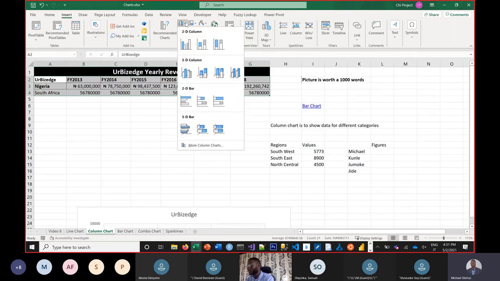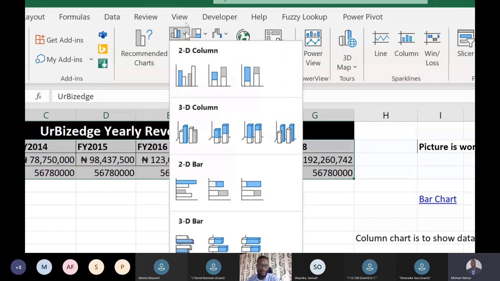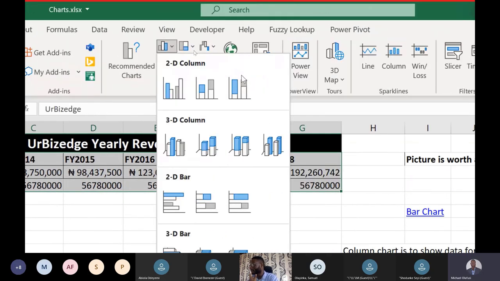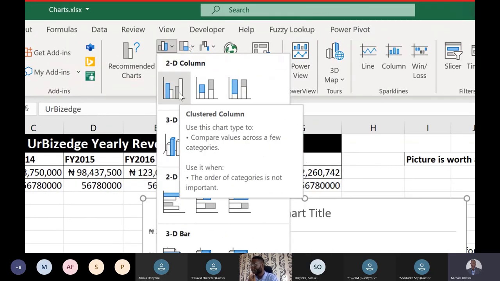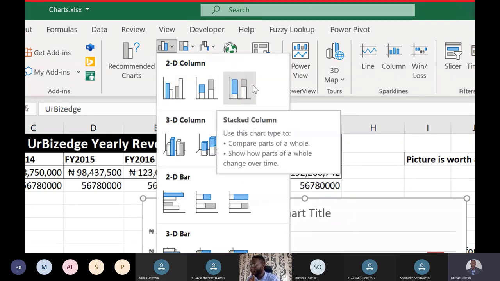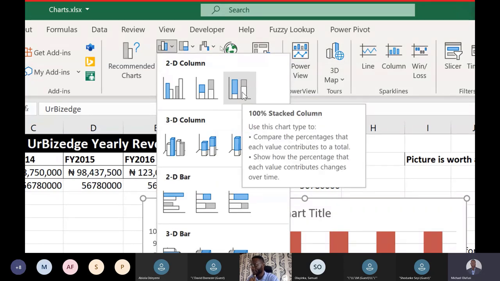When I go to the chart that I want, it's like, hey, give me a drink. The question is, what kind of drink? I want Coke. Coke Zero or Coke, I don't know. So the same thing, I want a house. Oh, good. A bungalow or a duplex? This is what I'm calling a bungalow or a duplex. Do you want a clustered column? You want a stacked column, or you want a 100% stacked column?